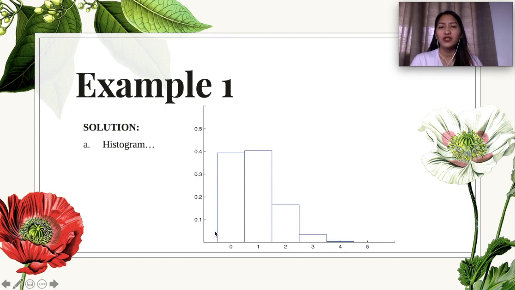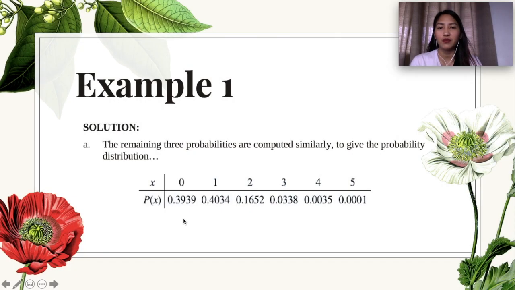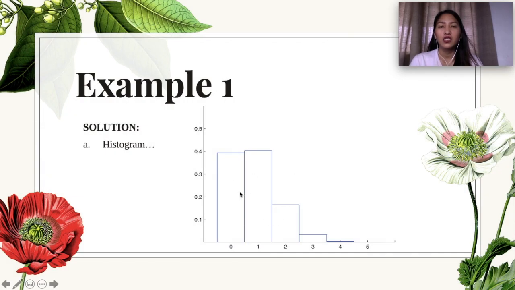So here's our histogram. All you have to do is to put all the possible values of x and then the probability here. So that's how complicated this probability table is to be converted into a histogram. But it's easy if the histogram is automated.